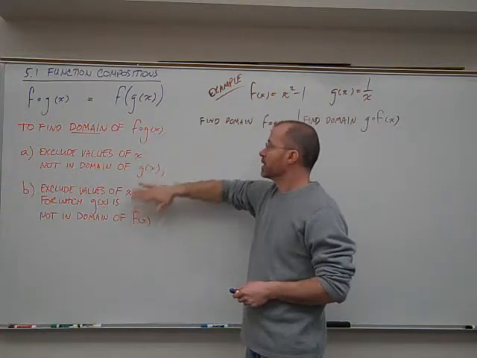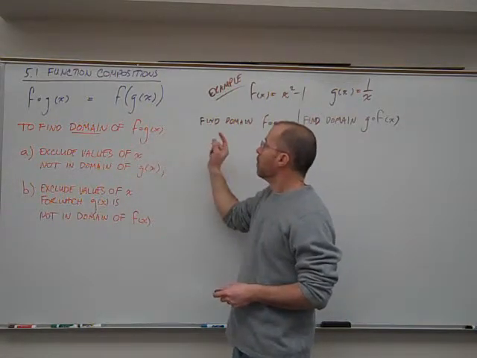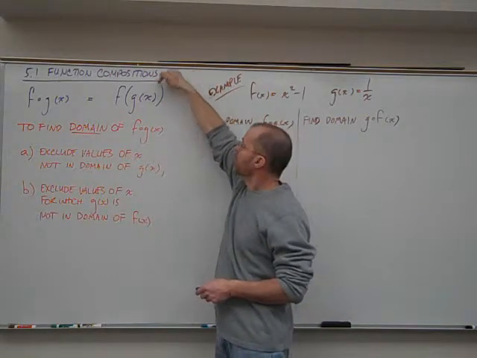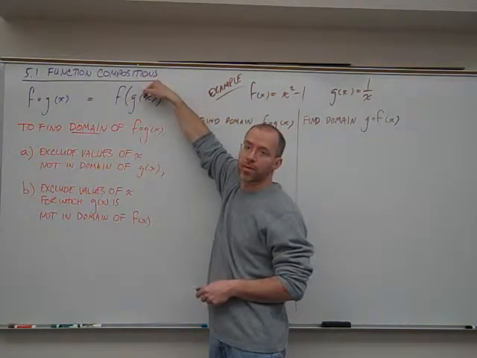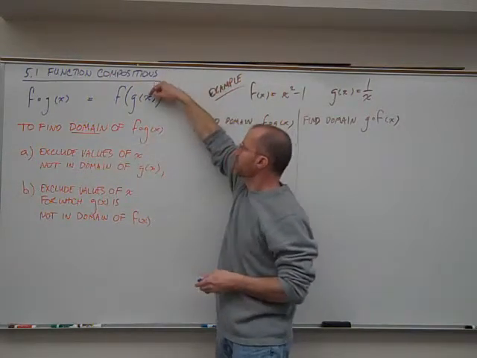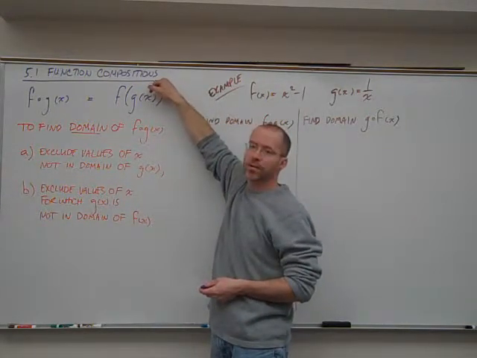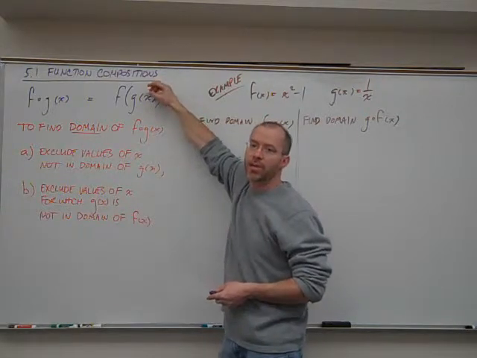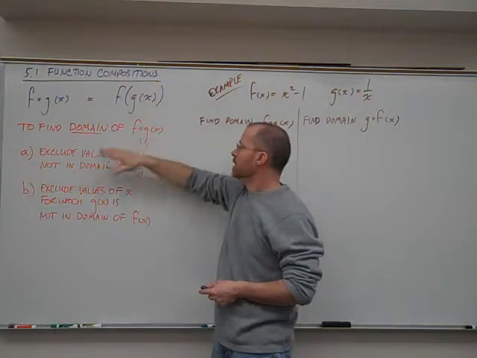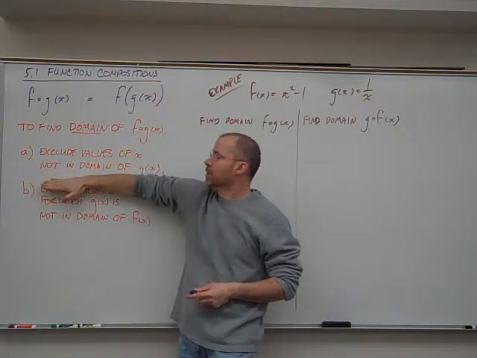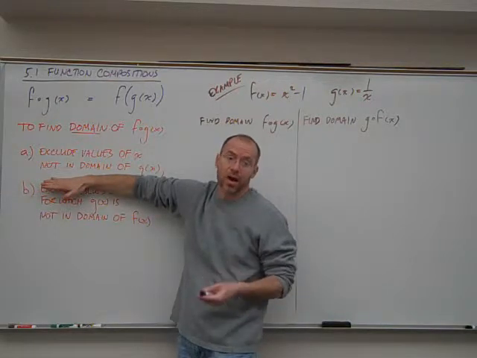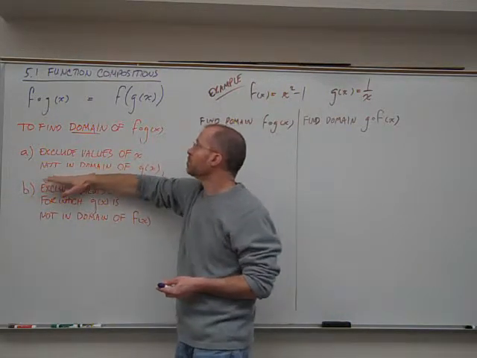Actually, there's some logic to this. When an x goes into f composed with g of x, first it hits the g function, remember, like in the machine where you hit g and then it goes to f. So it hits g first. So to be in the domain of f composed with g, it's going to have to be a value of the input that makes sense in g. So right off the bat, you have to exclude any values of x that are not in the domain of g of x, or else they're not going to work in the composition.